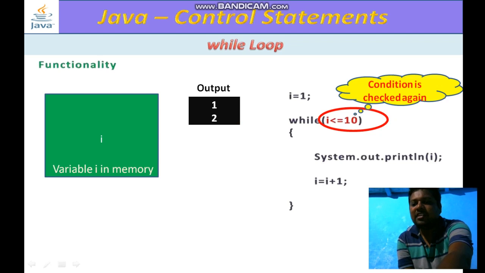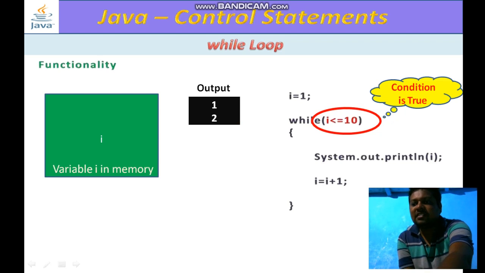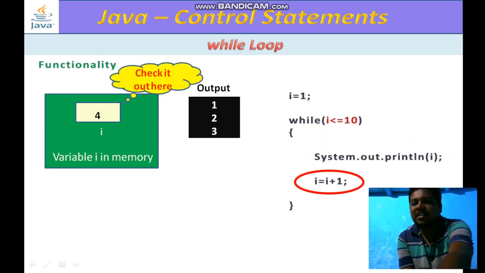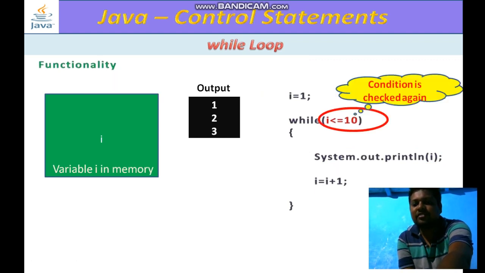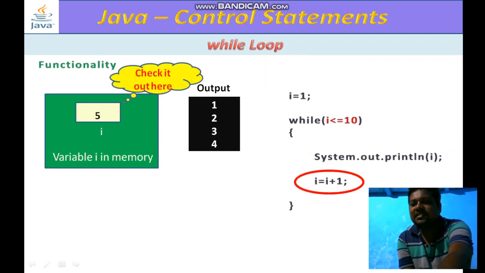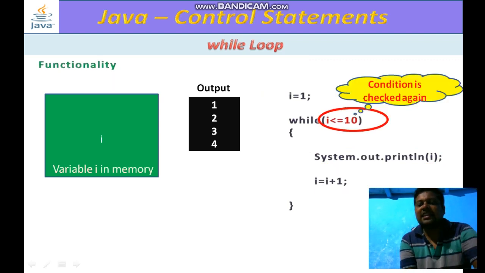Again the condition is checked: 3 is less than or equal to 10. The condition is true, so the statement prints 3. Again i is incremented to 4. Next the condition is checked: 4 is less than or equal to 10. The condition is true, and we print that value. Then the value is incremented to 5. This condition check will continue until the value reaches 10.